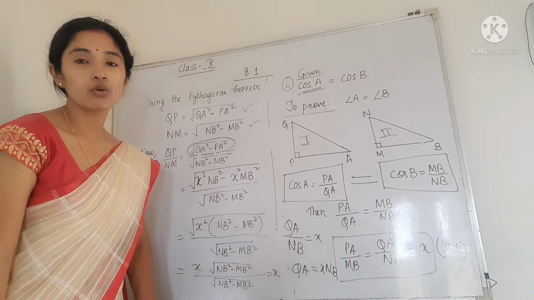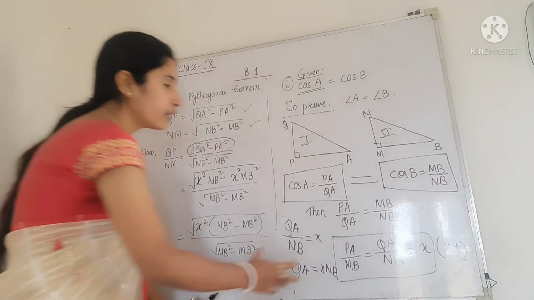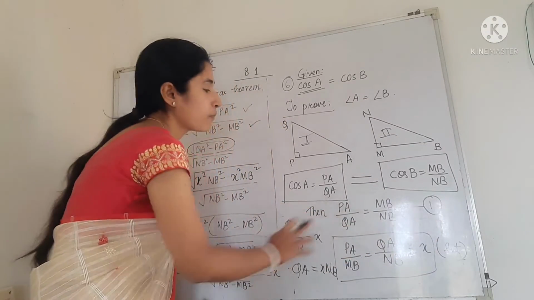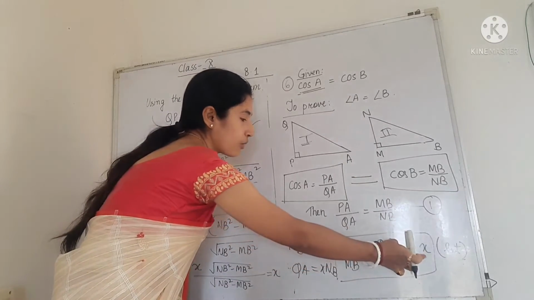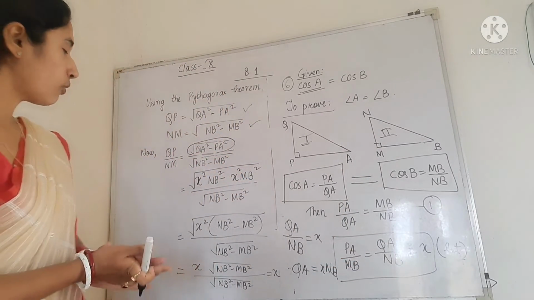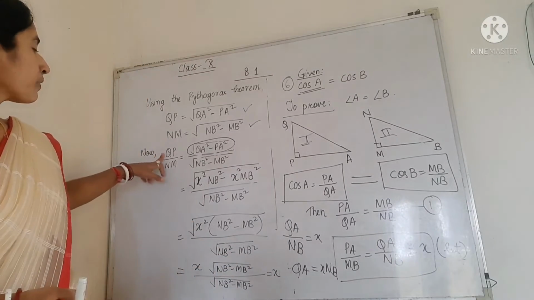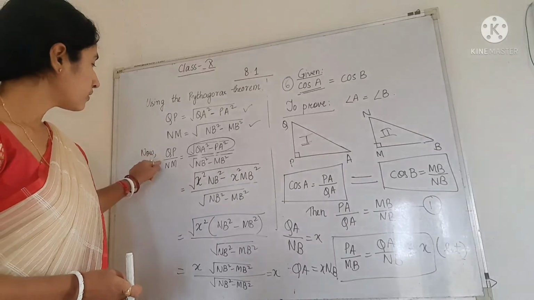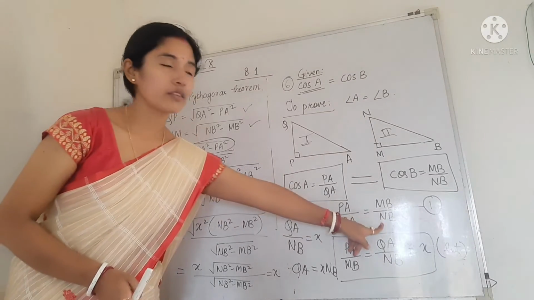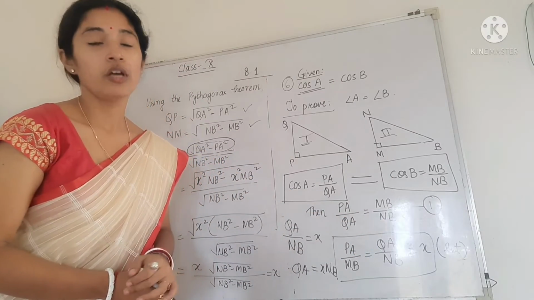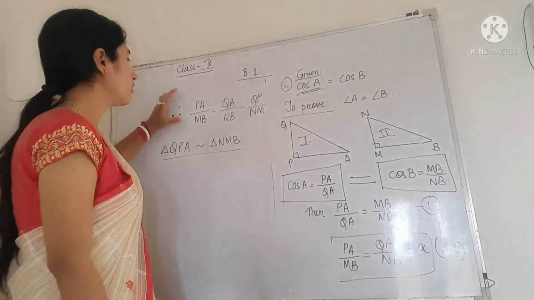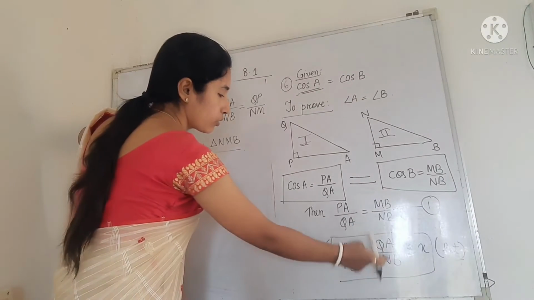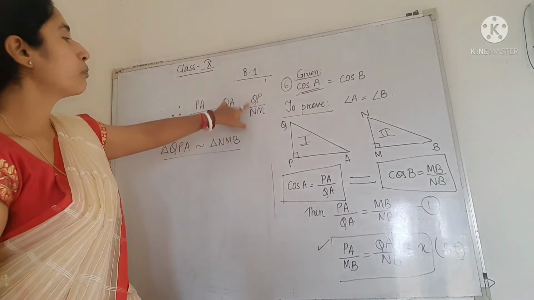That means what is the conclusion? The conclusion is, already we got one ratio from here, cos A is equal to cos B. So we got this one, and we took this value equal to x. Now also we are getting one value of x. What is that value? QP by NM. So now finally we can write that these three ratios are equal. The final statement we can write: PA by MB is equal to QA by NB is equal to QP by NM.